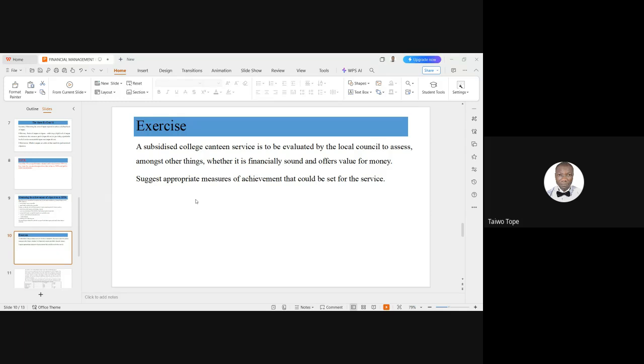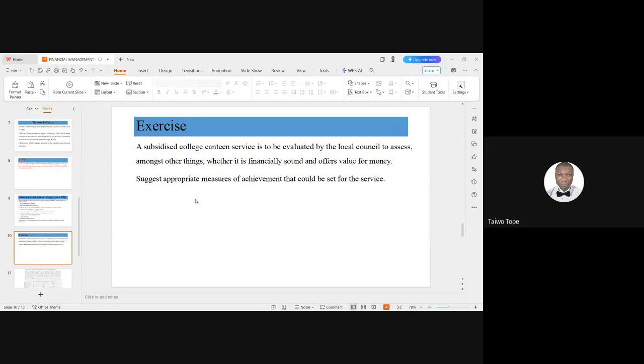Now, to respond to this: a subsidized college canteen service is to be evaluated by the local council to assess, amongst other things, whether it is financially sound, and offers value for money. Two things are there now. Financial measures, then you look at the issue of value for money. When you look at financial measures, you look at the proportion of the overall fund spent on administration costs. How much are we spending in administering the food? And also the ability to stay within the budget and break even. How much have we planned to spend in getting the appropriate meal? Are we within our budget?